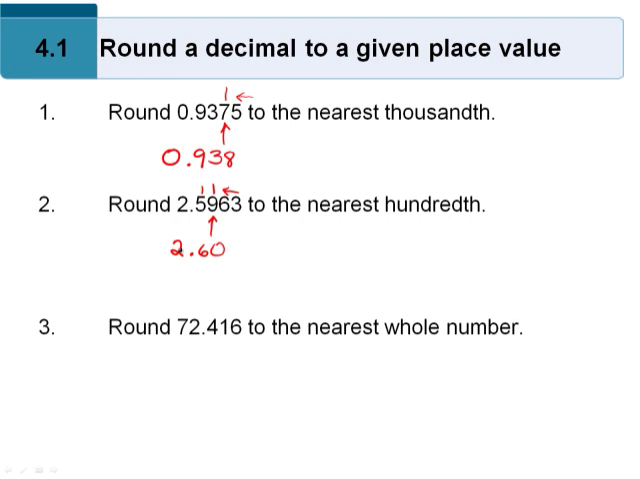Number 3, round 72.416 to the nearest whole number. So the first place in the whole numbers is the 2. So we're looking at the 4 on the other side of the decimal point. Well, since it's less than 5, that means we don't do anything to the 72, but everything else drops off. So your answer is just 72. If this had been something like 72.5, then it would have rounded up to 73.